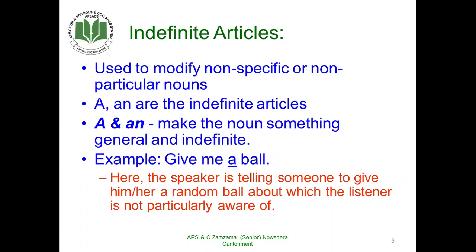Now come towards the indefinite articles. They are used to modify non-specific or non-particular nouns. A, an, they are both indefinite articles. A and an make the noun something general and indefinite. It's not about a specific thing. For example, give me a ball. Here the speaker is telling someone to give him or her a random ball about which the listener is not particularly aware of.